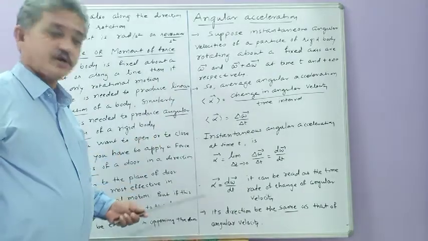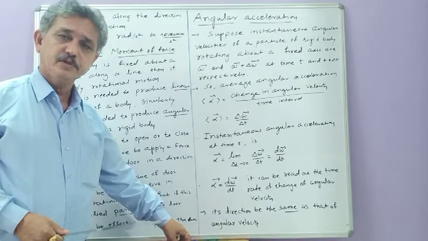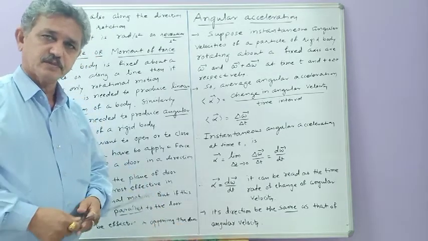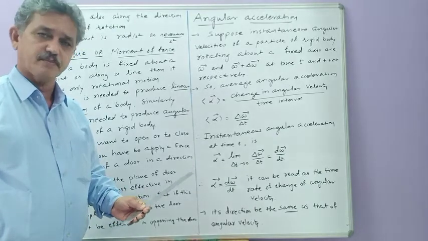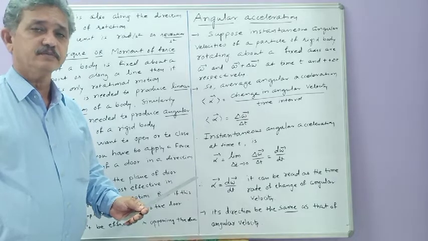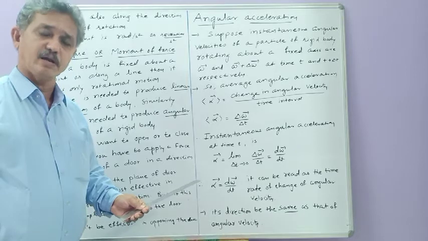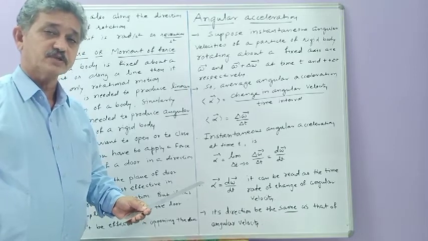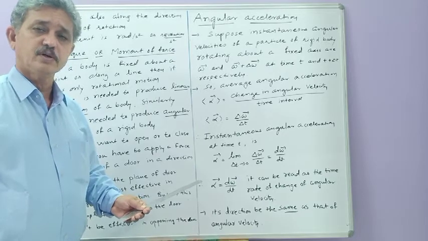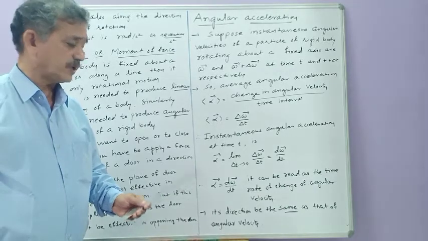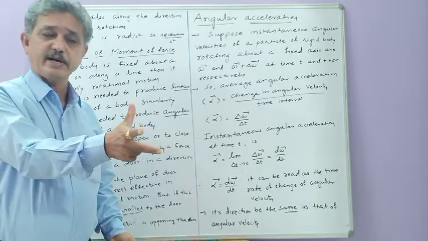The last time we studied angular displacement, angular velocity, and the scalar relation between linear velocity and angular velocity, that is v equals r omega. Then we studied the vector relation between linear velocity and angular velocity. That means linear velocity vector v can be written as the cross product of vector omega cross vector r, and that can be determined by using your right hand.